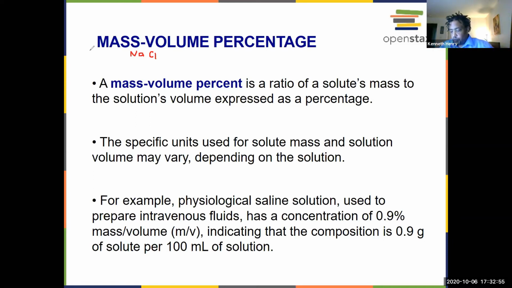Okay, so if we have 0.0171 moles of sodium chloride, and we're making a saline solution, meaning a solution that has salt.